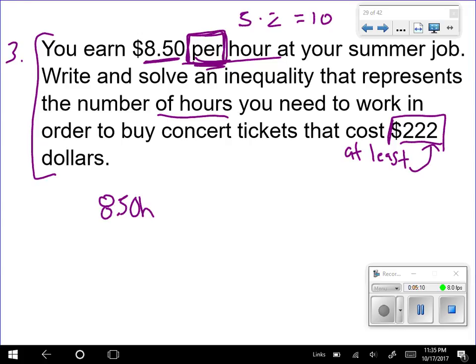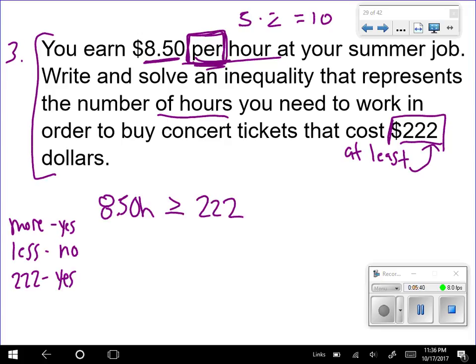So if we want to buy those concert tickets, we have to make at least $222. Again, ask yourself, could we work more hours and make more than this? Well, yeah, because then I would have enough plus more to maybe get something at the concert. Could I make less and still go to the concert? No. Could I make 222 exactly and still go to the concert? Yes. So that tells me 8.50H needs to be greater than or equal to 222.